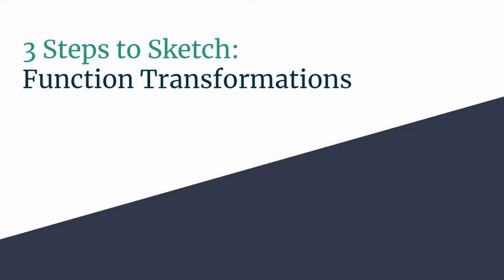Welcome to another Function Transformations 3 Steps to Sketch. And in this video, we are going to be looking at the transformation of the square of the reciprocal function. So we'll graph y equals negative 1 over (x plus 3) squared minus 2. And we'll do this using our table method.